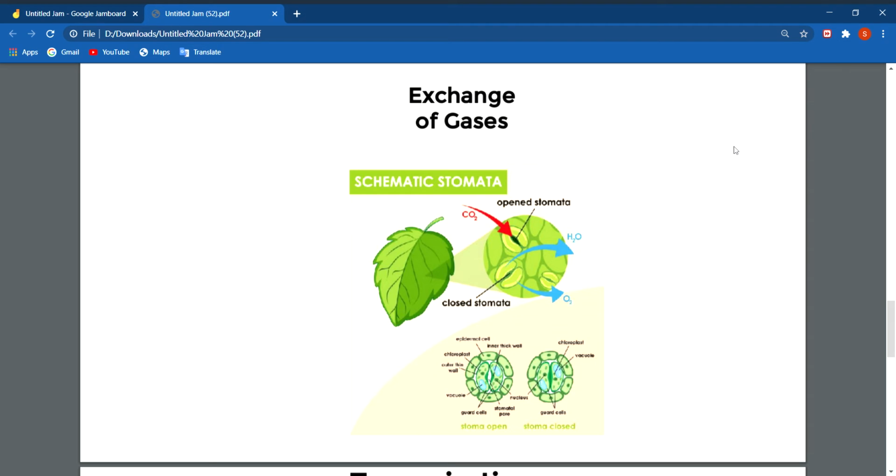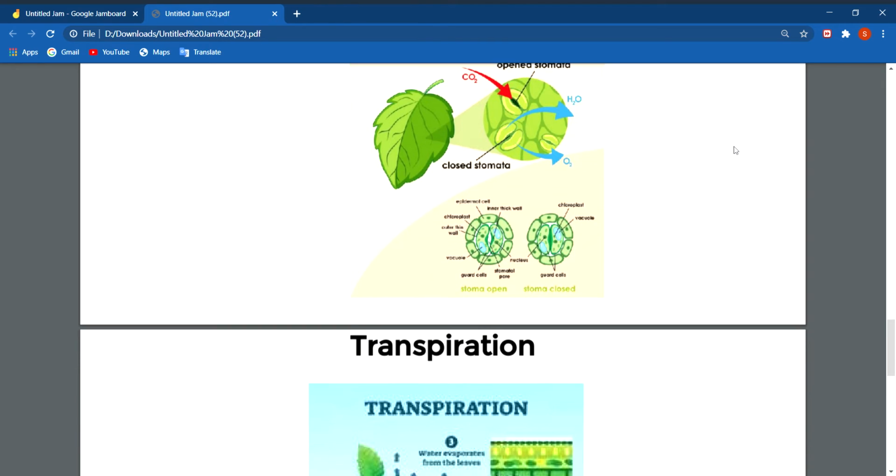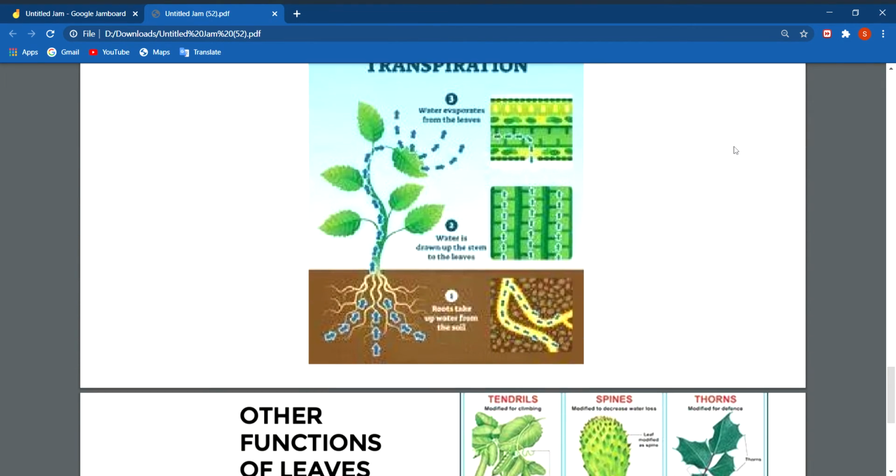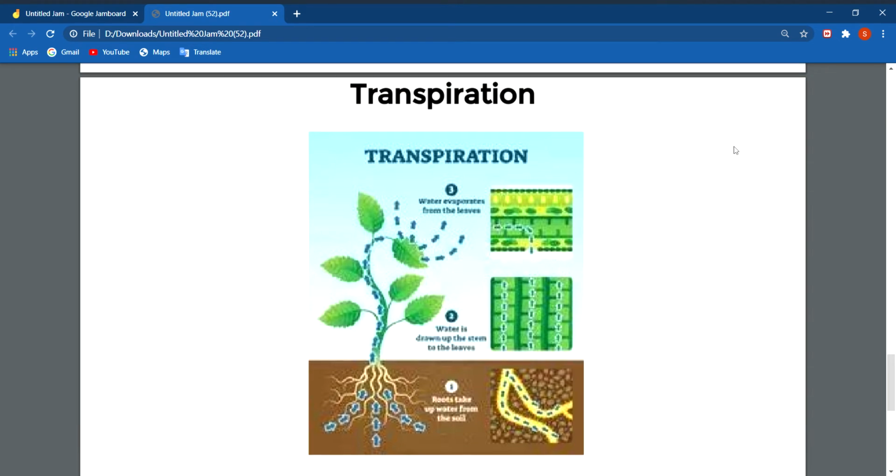Then the next function of the leaf is transpiration. What is transpiration? The loss of water through the stomata of the plant is called transpiration. Plants absorb a lot of water from the soil, but very little is used up in photosynthesis. The rest of the water is lost to the atmosphere in the form of water vapor through stomata. This loss of water through stomata is called transpiration.